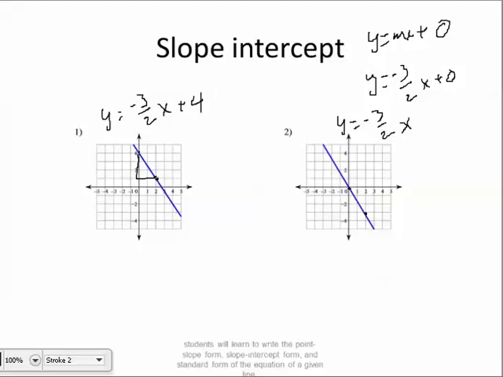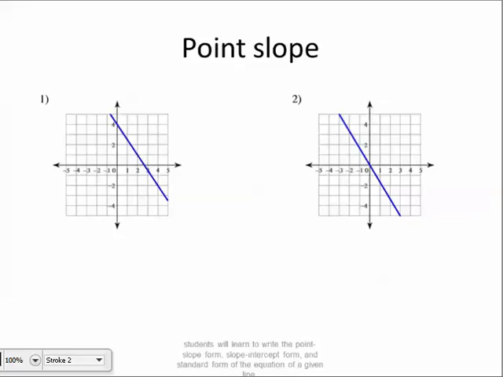I want you to look at something. What slope do I have here? What slope do I have here? They're the same. These are parallel lines, aren't they? One of them is going through the origin, the other one isn't. It's interesting that you can see things like that now, can't you? Cool.